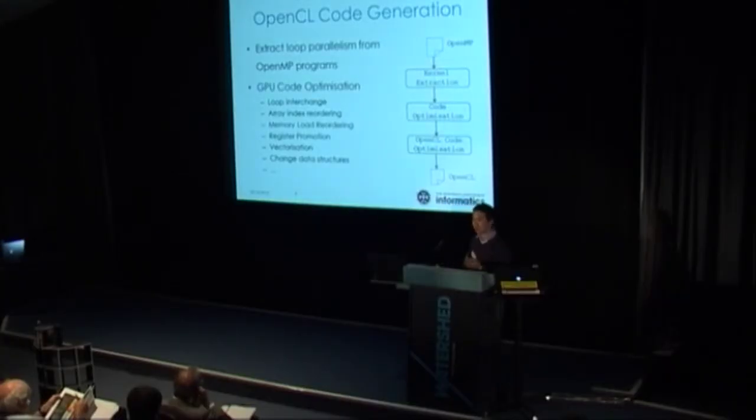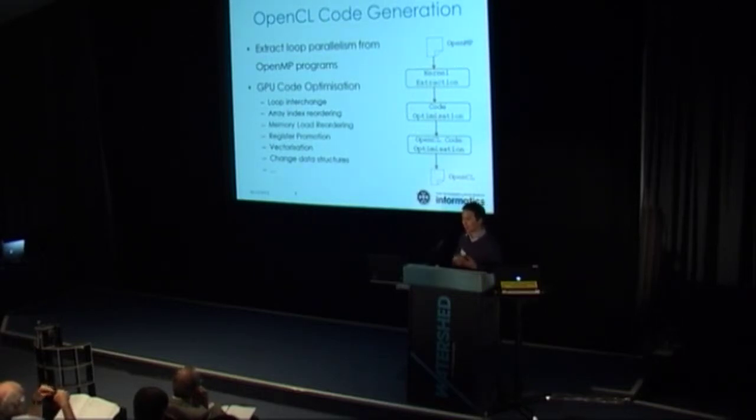The code translation process is rather straightforward. We convert each parallel loop into a single OpenCL kernel. Currently, we do not split or merge kernels. We apply a set of transformations to improve the memory behavior. For example, we apply loop interchange to increase the memory coalescing. We also swap the index of the array. We perform memory load reordering, register promotion, and some very simple vectorization. Sometimes we also change the data structure, for example from array of structures to structure of arrays. What we found is that the most important optimizations under our settings are basically loop interchange and array index reordering, which I'm going to talk about in the next slide.